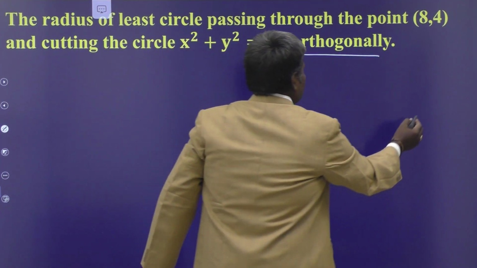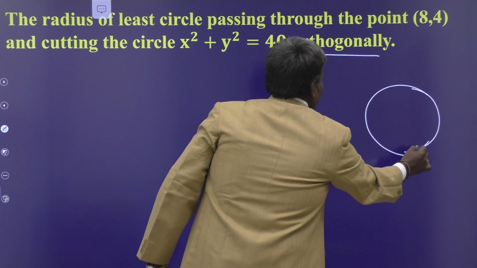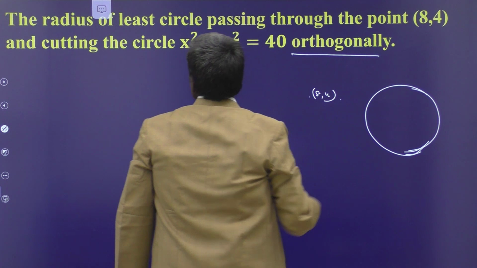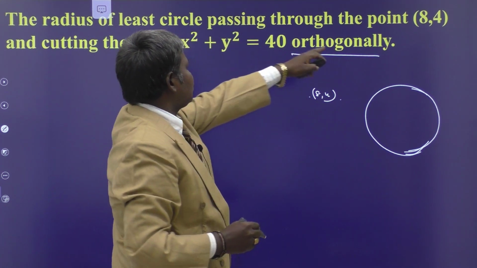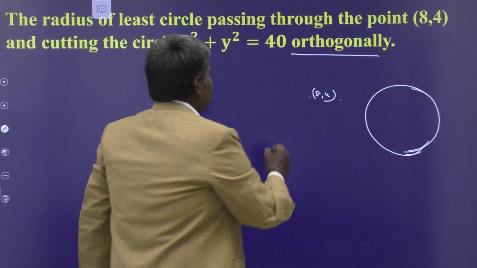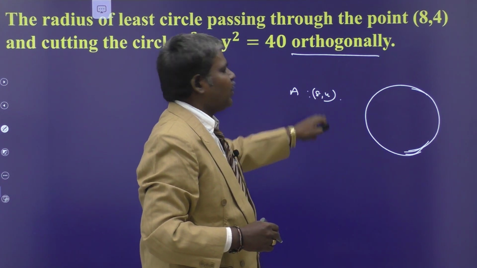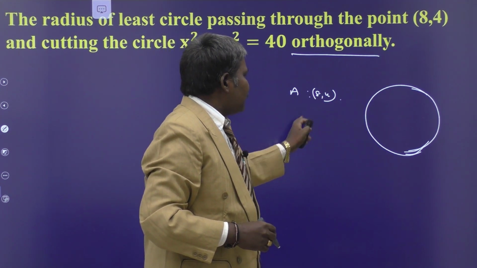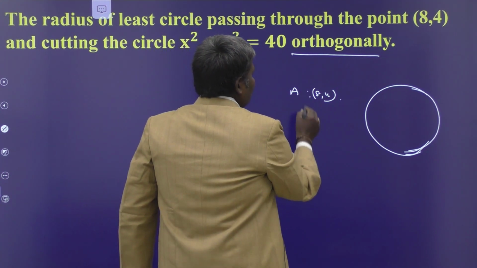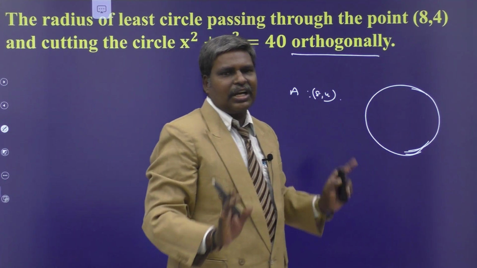So this is the circle x² + y² = 40. We are using the same technique, applying the previous question. This is the point (8, 4). Radius of the least circle passing through that point (8, 4) and cutting the circle orthogonally. Suppose this is the point. How many circles can you draw? Infinite number of circles can you draw from that point (8, 4), and every circle cuts that circle orthogonally. We know that a pair of conjugate points taken as diameter gives a circle that always cuts orthogonally.